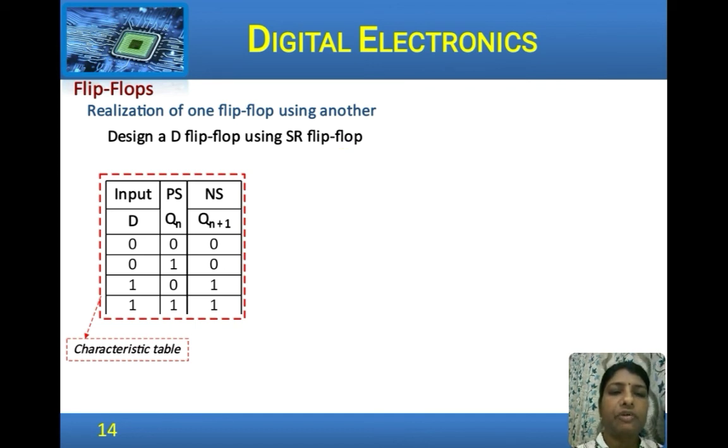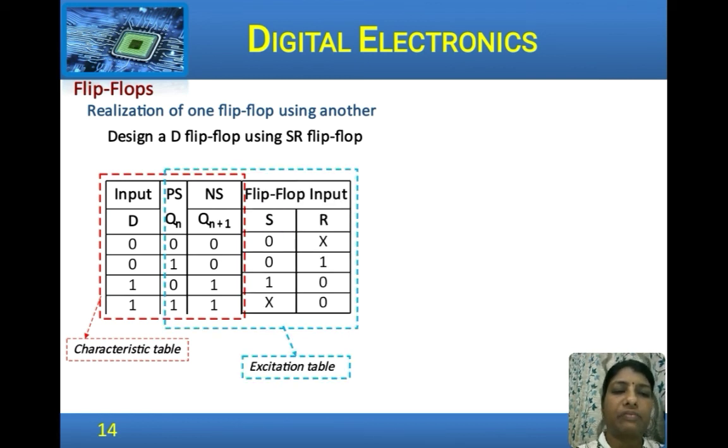First, from the characteristic table of the flip flop that we need to design, here a D flip flop, determine for a given input and a present state what the next state is. So, if D is 0 and present state is 0, the next state is 0. With 0 and 1, it is also 0. If D is 1 and Qn is 0, the next state is 1, and for 1 1 it is 1 again. Next we should design this using a SR flip flop.